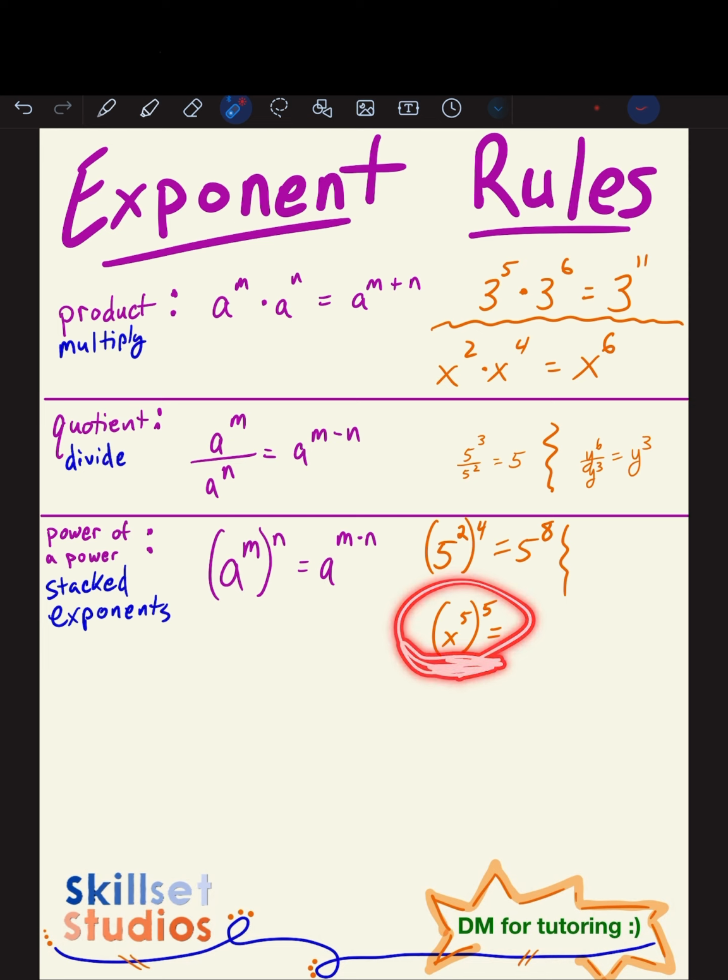Another example using a variable, x raised to the 5 raised to the 5 again, means we would multiply our 5's together, but keep our base the same. 5 times 5 would give us x to the 25.